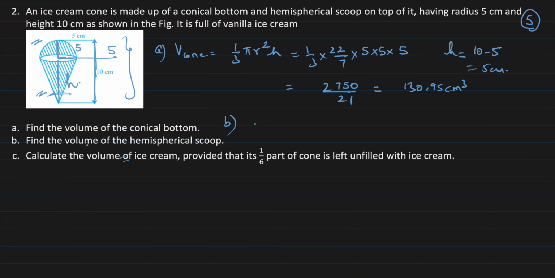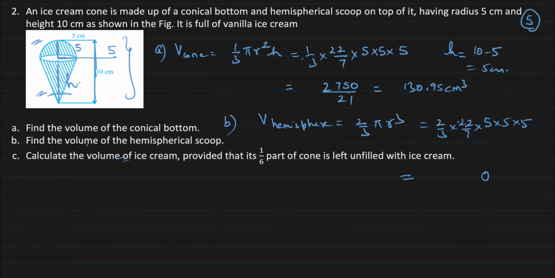B part, we need to find out the volume of hemispherical scoop. So volume of hemisphere formula is 2 by 3 pi r cube, right? So we'll put the values 2 by 3, 22 by 7, 5 into 5 into 5. So you see only 2 is extra in the previous. So whatever answer came, you just have to multiply it by 2. So what you will get?